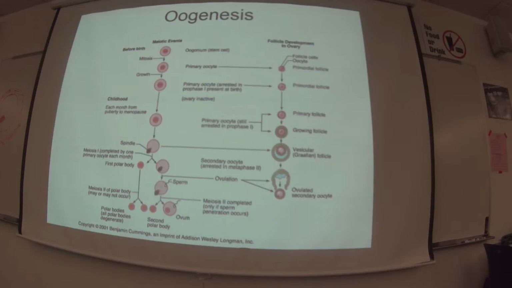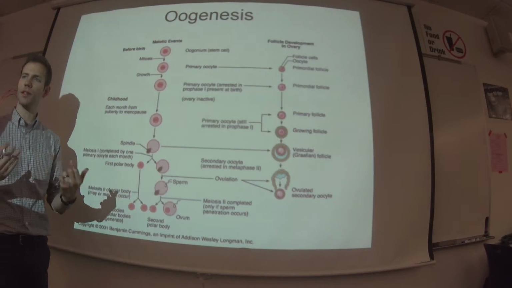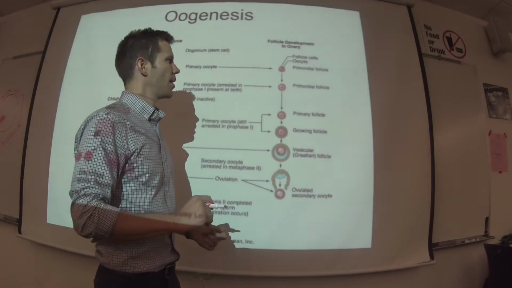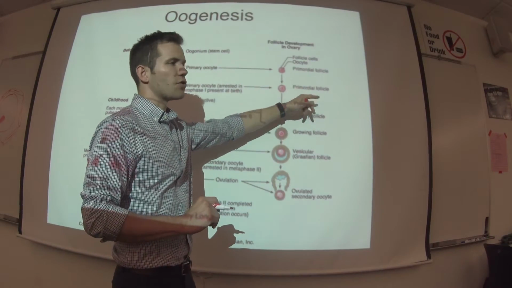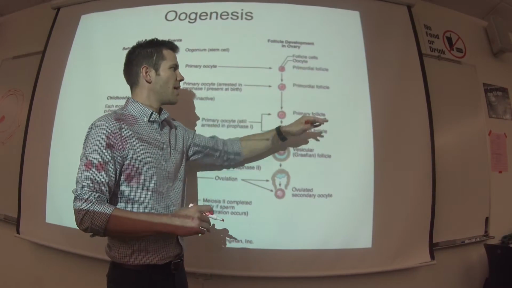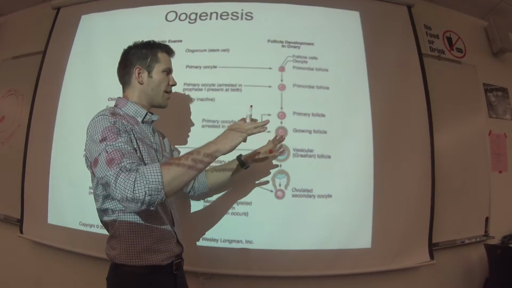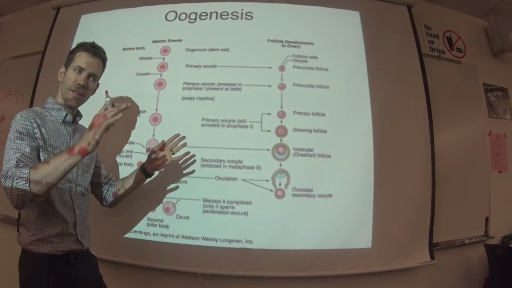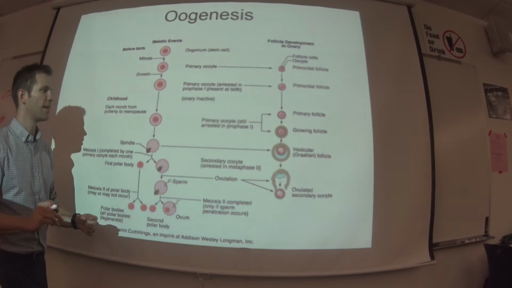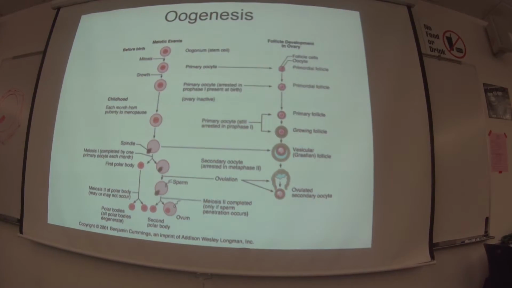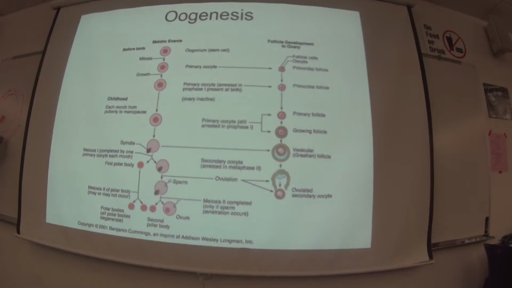It starts with primordial, a simple layer of essentially squamous cells. It's not actually epithelium, but it really looks that way. That primordial follicle hangs around for a very, very long time. These are all formed before birth. You actually just pause there as a primordial follicle and wait for follicle stimulating hormone to stimulate this follicle to change from looking like this, a primordial follicle.